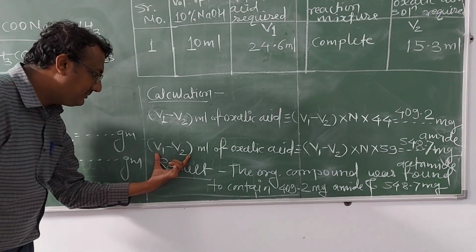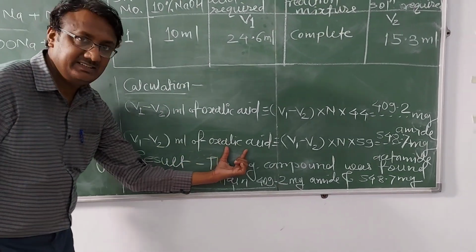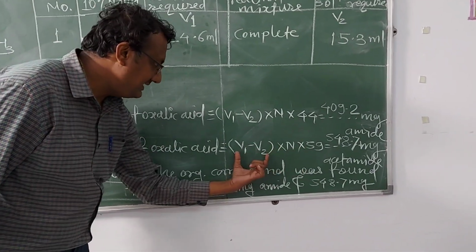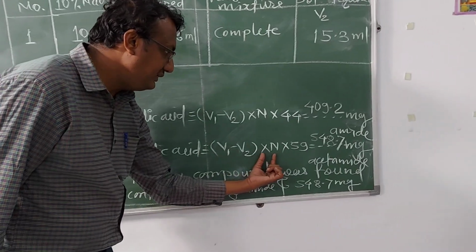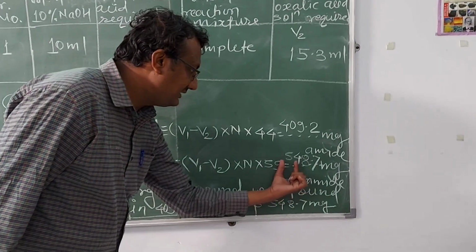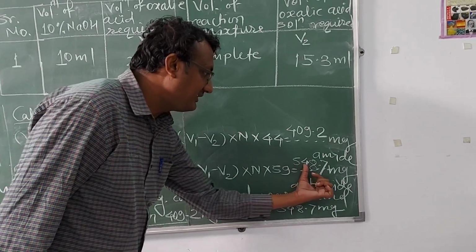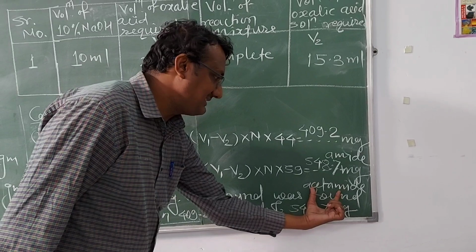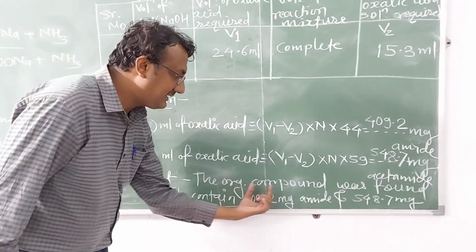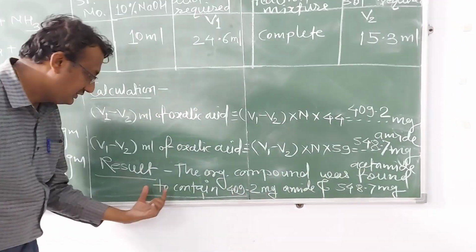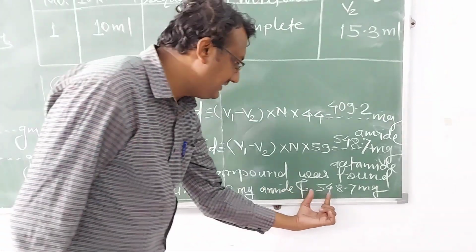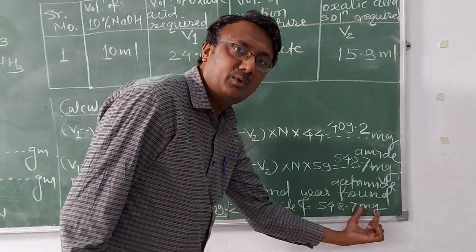Similarly, V1 minus V2 ml of oxalic acid consumed is equivalent to the acetamide, that is V1 minus V2 into the normality of oxalic acid into 59, which equals 548.7 milligram of acetamide. So in this experiment, the organic solution was found to contain 409.2 milligram of amide and 548.7 milligram of acetamide.